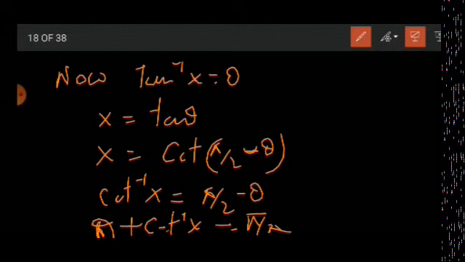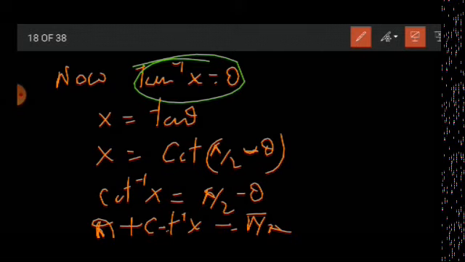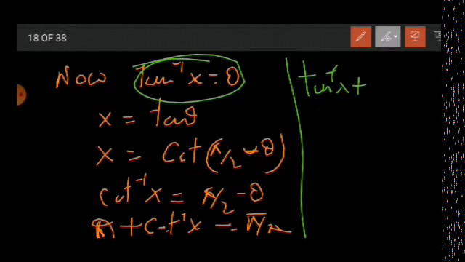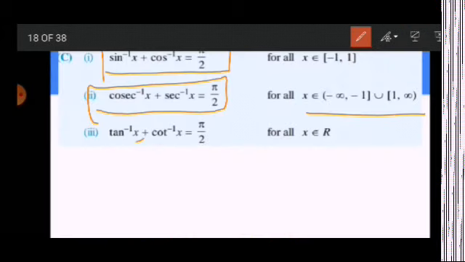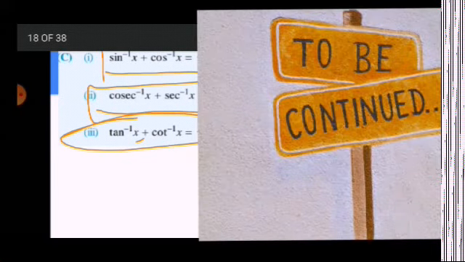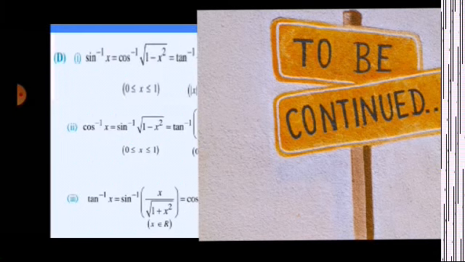And now substitute the value of theta over here. So substitute the theta we assumed, it becomes tan inverse x plus cot inverse x equals pi by 2. In this way we can show tan inverse x plus cot inverse x equals pi by 2. This is the result. Third one, tan inverse x plus cot inverse x equals pi by 2, where x belongs to all real numbers. Fine. Similarly, you can prove the other results also.